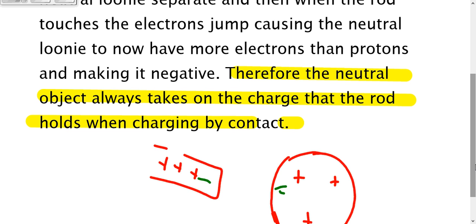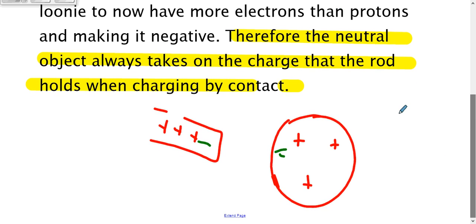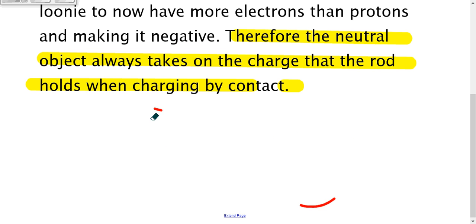The neutral object will always take on the charge that the rod holds when charging by contact or by conduction. So same idea here. I think I'll just erase this and redraw it for you. It'll work exactly the same way if it's a positive object as well. So again, I'm just going to erase it.